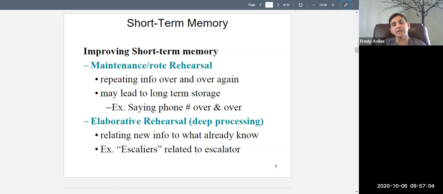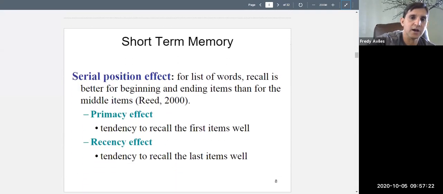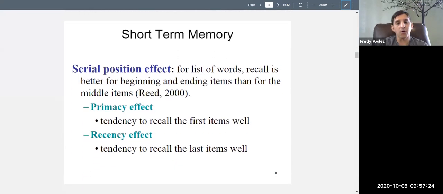You know, guess what? Next semester, you probably won't remember a lot of it. If you use deep processing, then it will stick longer and you'll remember it better. Because if you do enough maintenance rehearsal, that takes longer, right? But if you do enough of it, or if you use elaborative rehearsal, you're more likely to get it into long-term memory.